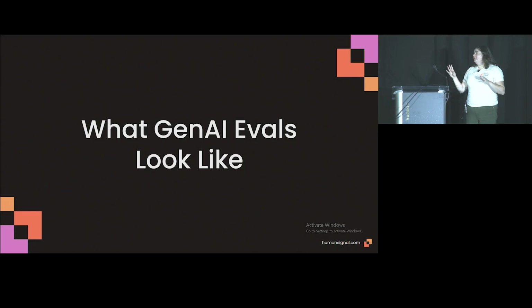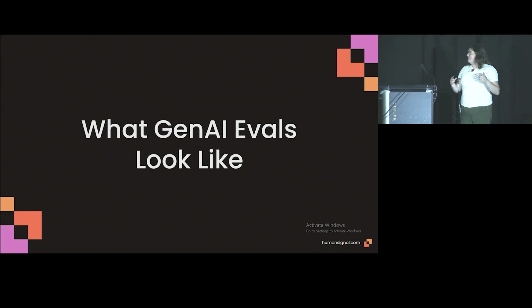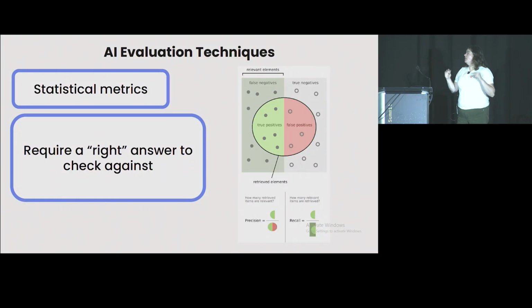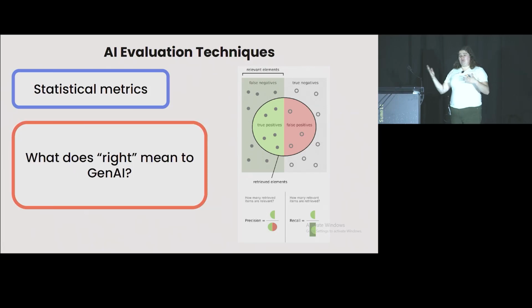So let's talk a little bit about what GenAI evals look like today. You might be familiar with some different kinds of things. The first evaluation metric that you might have is statistical metrics. These are your traditional precision, recall, F1 kinds of things, but they require a right answer to check against. You can't compute true positives or true negatives without the right answer. And that leads to the question, what does right mean to GenAI?